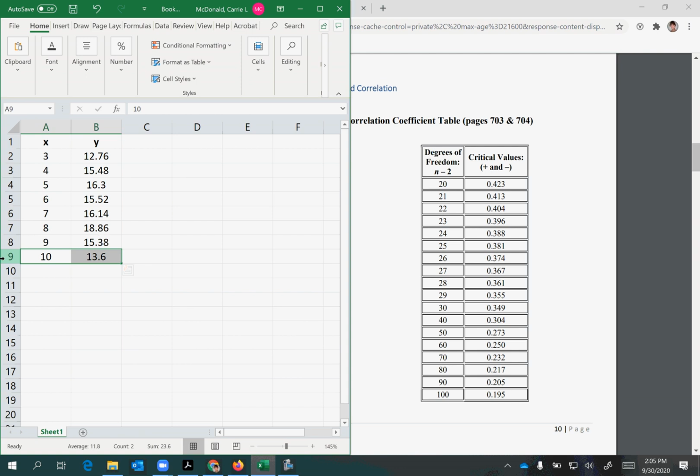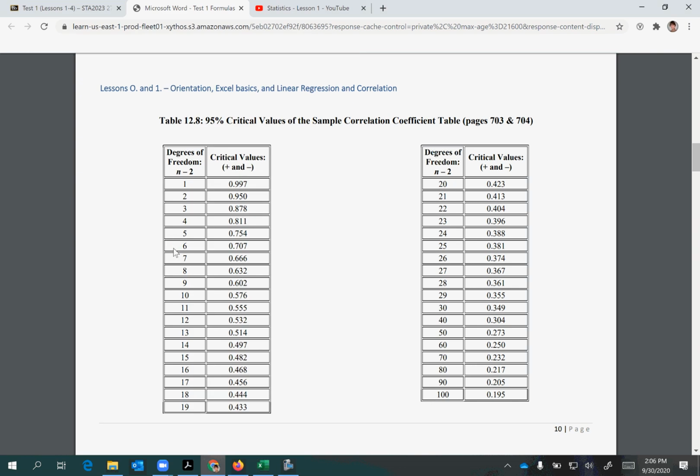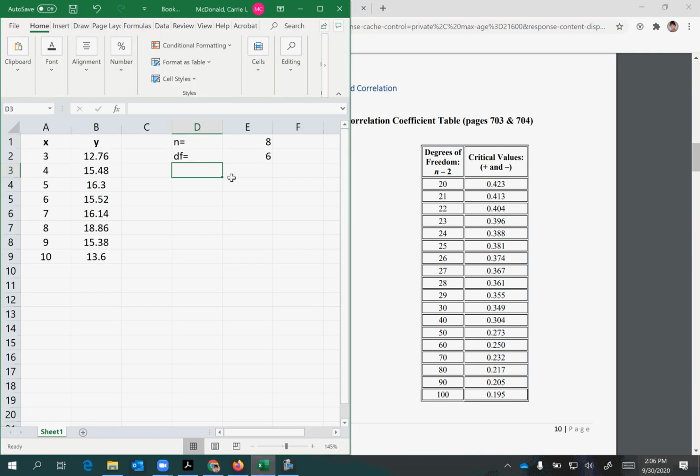Also notice that it's in row 9, the last row, and we do have a header, so 9 minus 1 would be 8. So our sample size, n, is 8. That means our degrees of freedom, which is n minus 2, will be 6. Looking in our table at the row for 6 degrees of freedom, we find our comparison value, 0.707. So the critical value is 0.707.